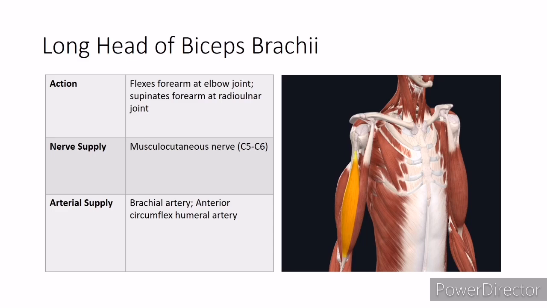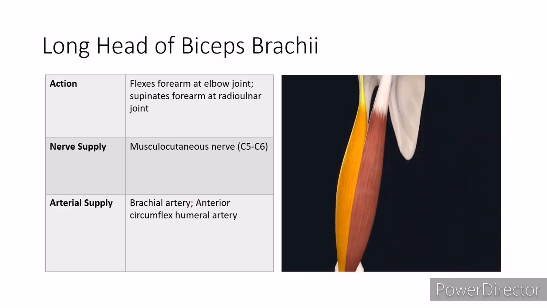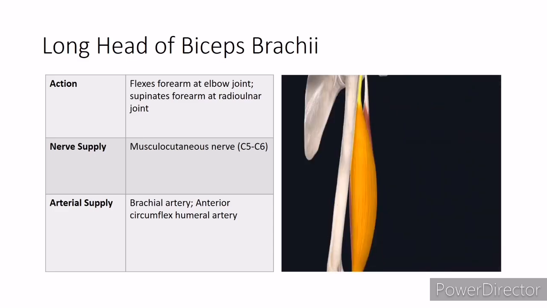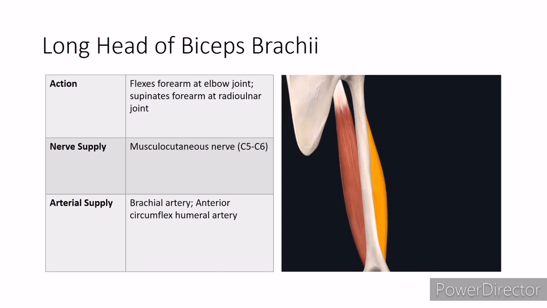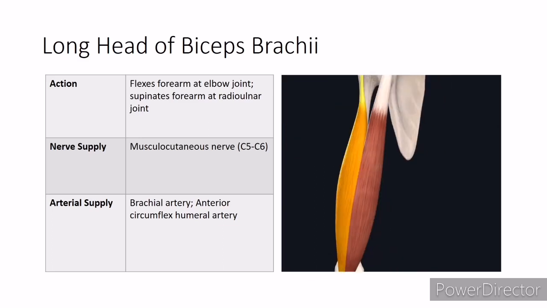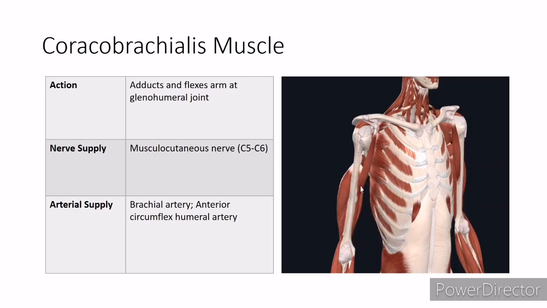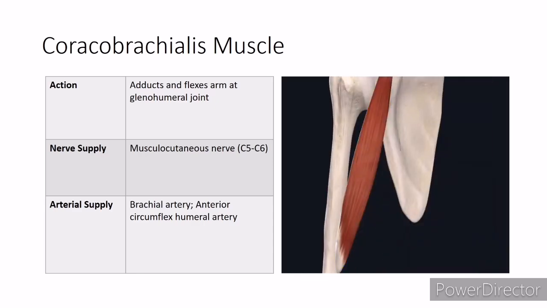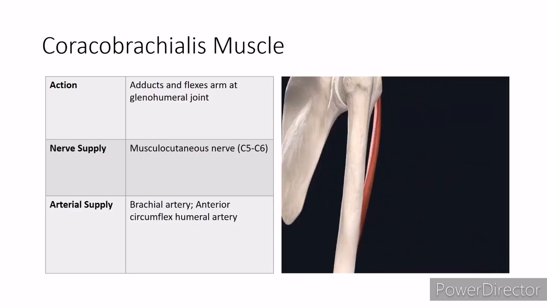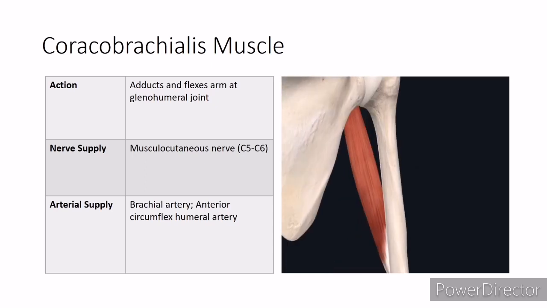Next, we also have the long head of the biceps brachii. It flexes the forearm at the elbow joint and supinates the forearm at the radioulnar joint. It is innervated by the musculocutaneous nerve, and its blood supply is composed of the brachial artery and the anterior circumflex humeral artery. We have the coracobrachialis muscle, which adducts and flexes the arm at the glenohumeral joint. It is innervated by the musculocutaneous nerve, and its arterial supply is the brachial artery and anterior circumflex humeral artery.